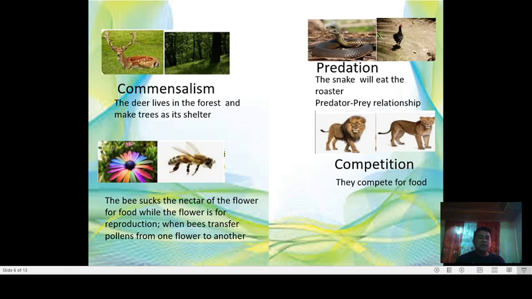The next picture is about the bee and the flower. The bee sucks the nectar of the flower for its food, while the flower is for reproduction. When bees transfer pollen from one flower to another, this will result in the reproduction of that flower. So what do you think is its relationship? It is mutualism. Very good.